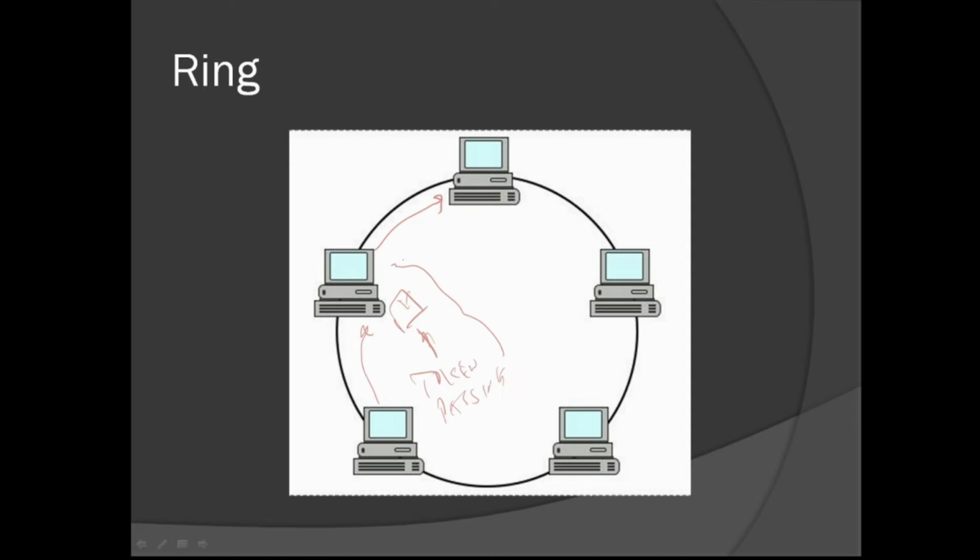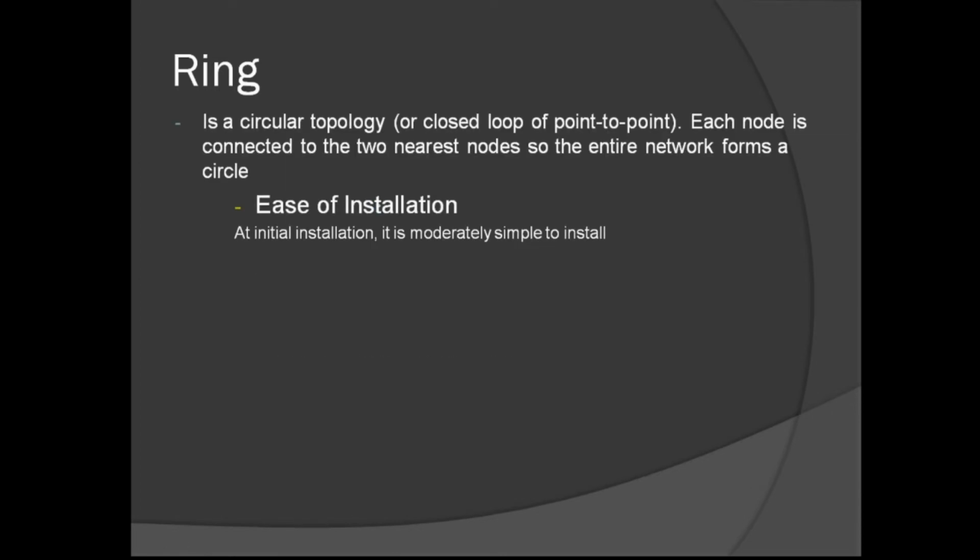Or, the data is being transmitted in a circular pattern. Basically, one computer will pass to another computer. If that is not the destination, it will send to another computer until it reaches, let's say, for example, this is the destination. Okay, so that is the ring topology. So, in terms of ease of installation, at initial installation, it is moderately simple to install. Kung makikita nyo, just connect one computer to another, then another computer to another computer. So that is how you connect a ring topology.